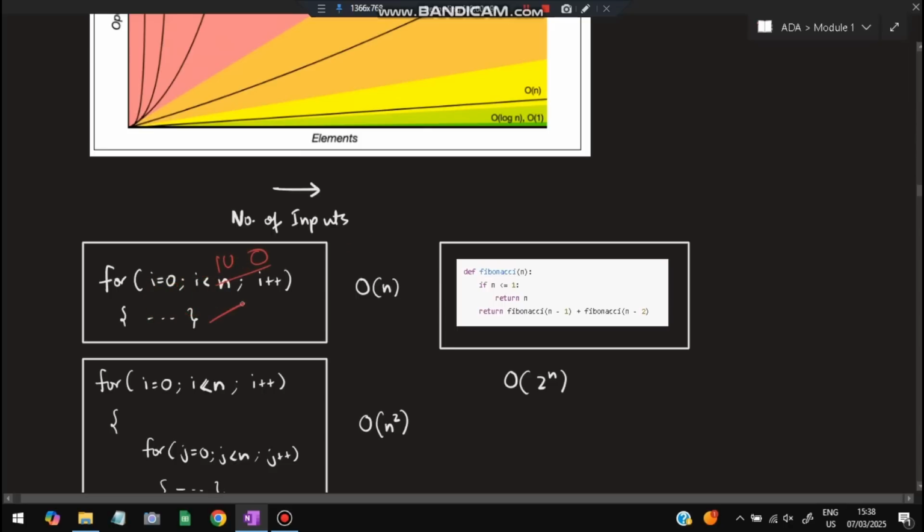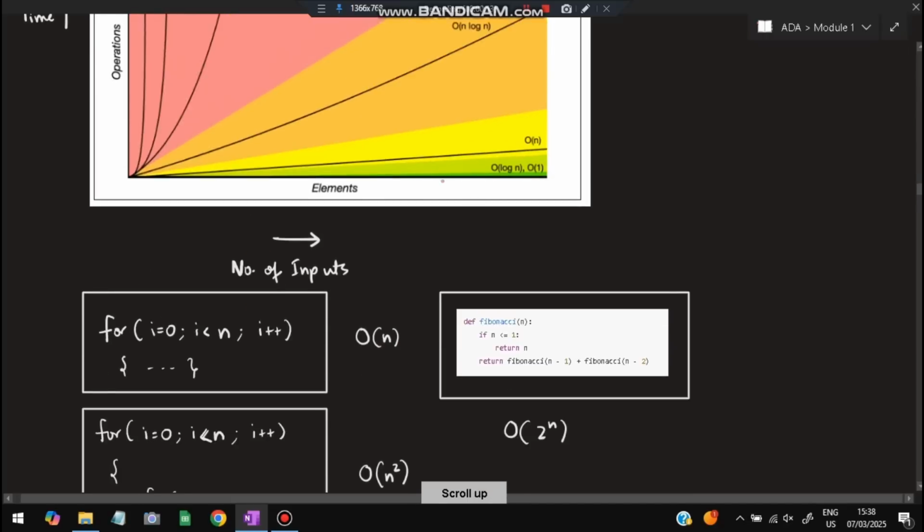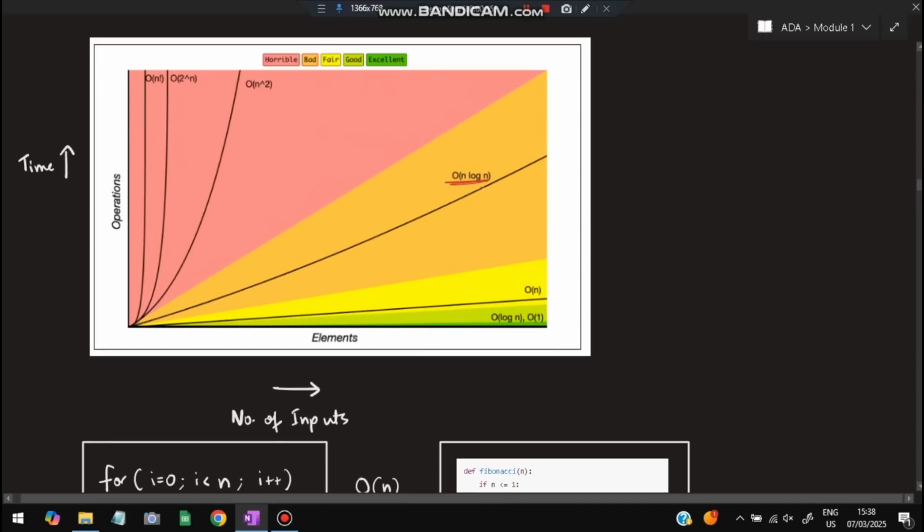The time will increase 1000 times if 1000 inputs are there. That is O of n. Okay, next is O of n square. O of n log n is also there. That is also a type of algorithm where this is the time complexity. It will take time increasing in the order of n log n.